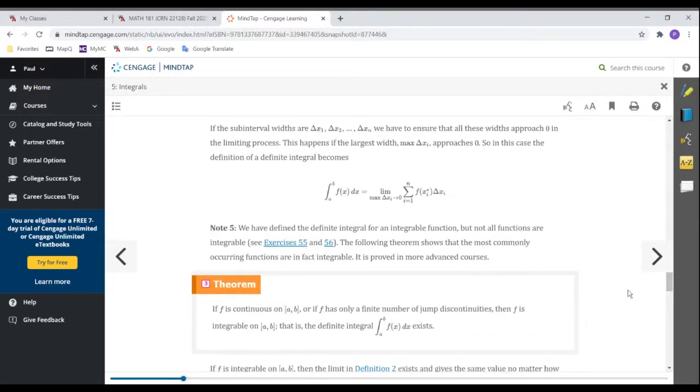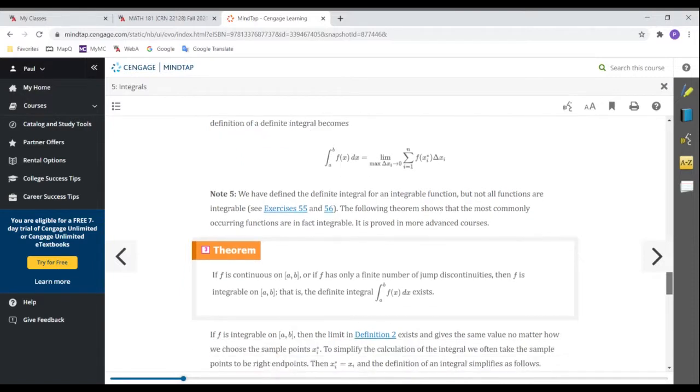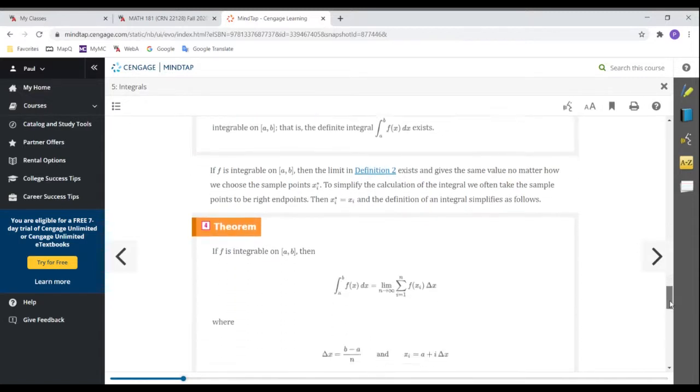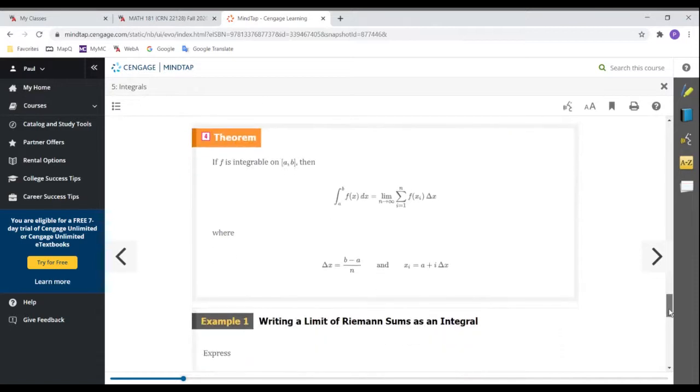Integration can get very, very technical, and we just want to keep it simple. We're going to deal with functions that are integrable, meaning you can find the integral, the area. We're not going to get too fancy. In graduate school, you can get fancy, right? But here we're going to keep things simple.